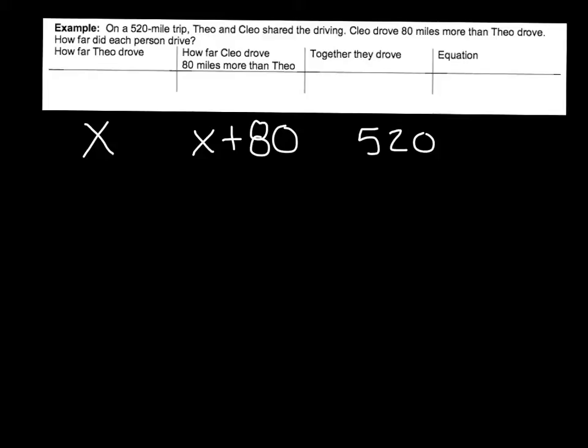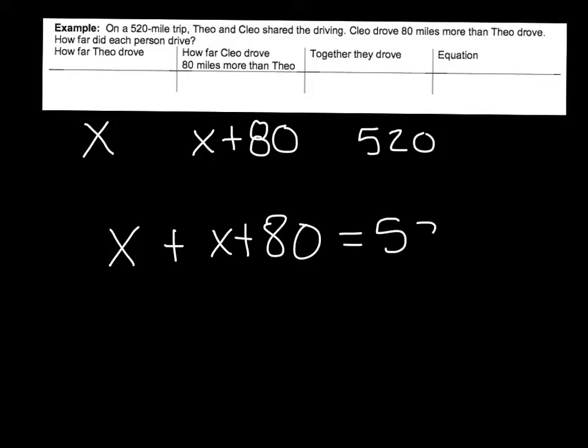So then what would our equation be? Well, our equation would be the amount of miles that Theo drove, or X, plus the amount of miles that Cleo drove, which would be X plus 80. And those two together, Theo and Cleo, add up to 520. So now I've got this equation, and I used an expression to model Theo's distance and an expression to model Cleo's distance. I used a variable for the first thing that I didn't know. And if I had used a variable for Cleo's, if I said that Cleo was X, then Theo would have been X minus 80.